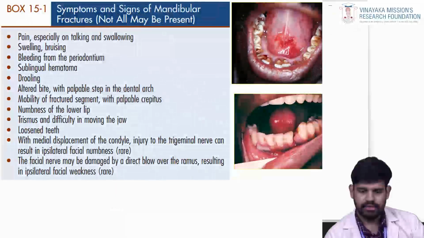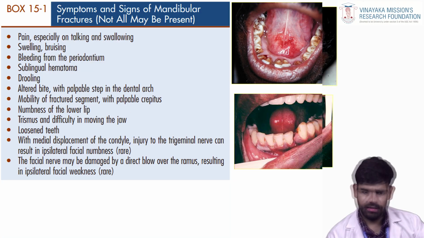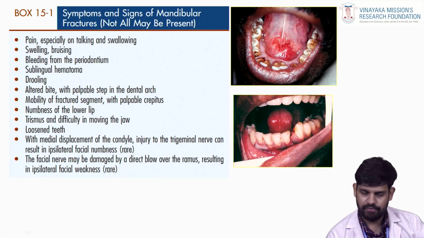So to summarize, we have the signs and symptoms of mandibular fracture. First and foremost is pain, especially while talking and swallowing. The second one is swelling or bruising. The third one is bleeding from the periodontium, because there is a gingival tear, and from the alveolus there will be bleeding. Sublingual hematoma, Coleman sign, is seen in case of mandibular fracture. Drooling, because of inability to close the mouth. There is trismus, altered bite, malocclusion, and numbness of the lower lip, that is paresthesia of the lower lip.